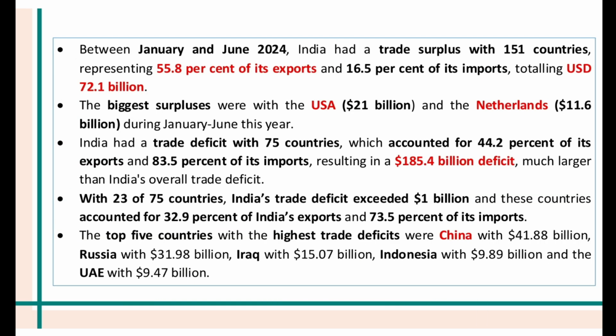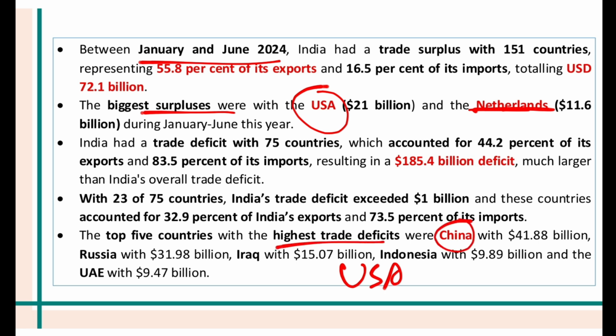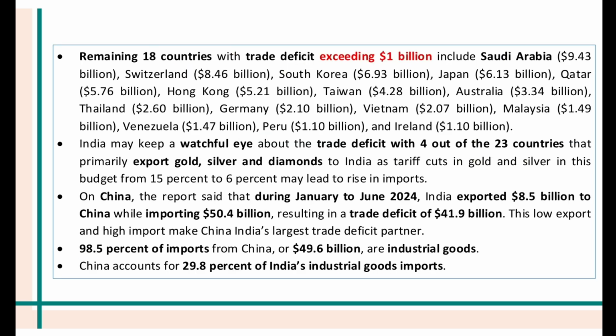Now, which is the country with which India has the highest trade surplus? It is the United States of America. And second highest is Netherlands. This is from January to June 2024. And which is the country with which we have the highest trade deficit? China. We have a trade deficit of $41 billion with China. Russia is second. Iraq is third. So with 151 countries, we have a trade surplus. With 75 countries, we have a trade deficit. And there are many countries with which our trade deficit is more than $1 billion. So we need to watch out for the same.